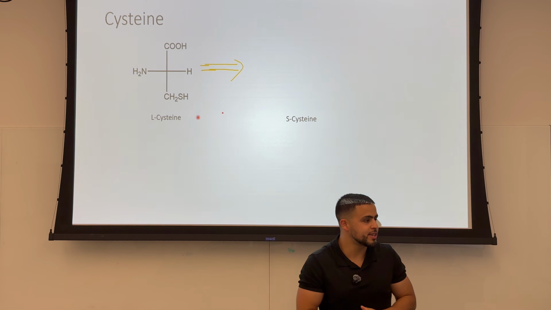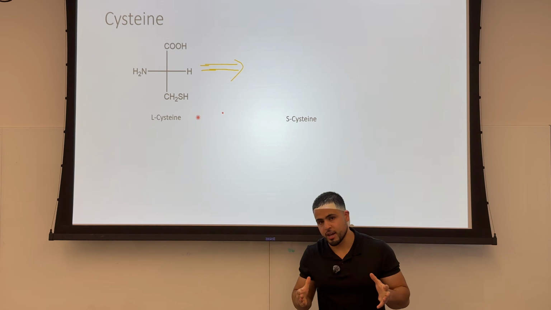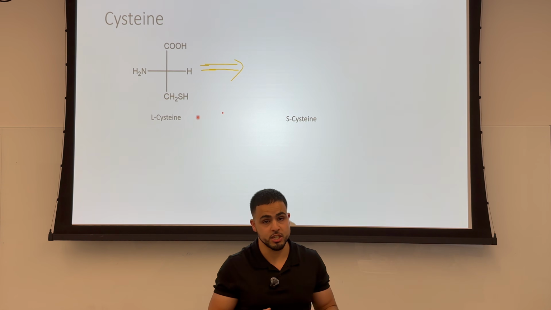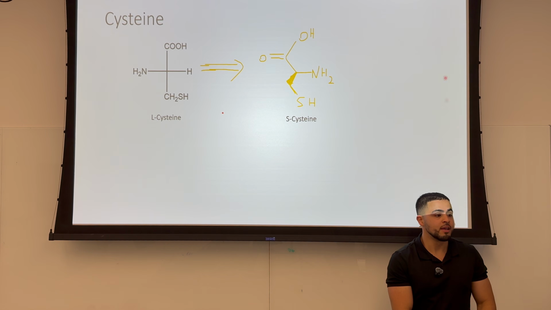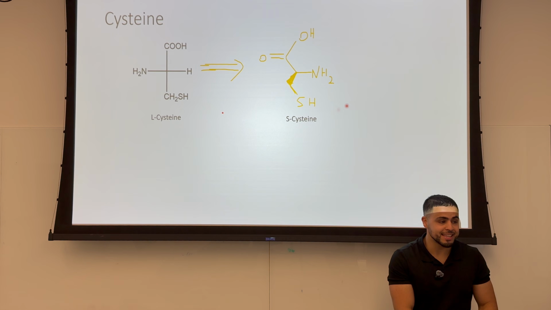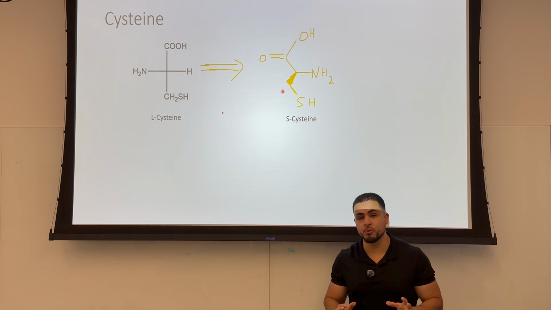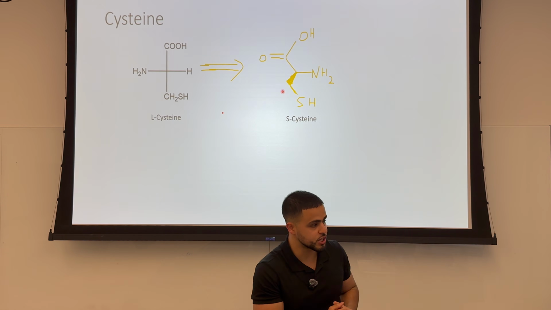Now, cysteine is a bit more tricky, okay? Recall how we said that if an amino acid is in the L classification, then it'll have the S absolute configuration. But this is not the case for cysteine. So this is actually false. Let's walk through assigning priority, and we'll see why.